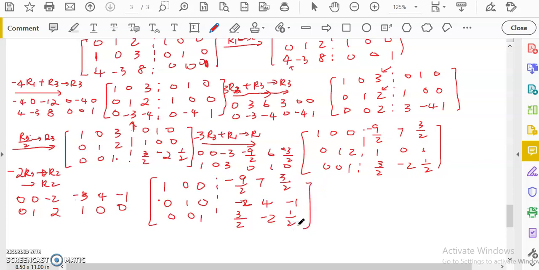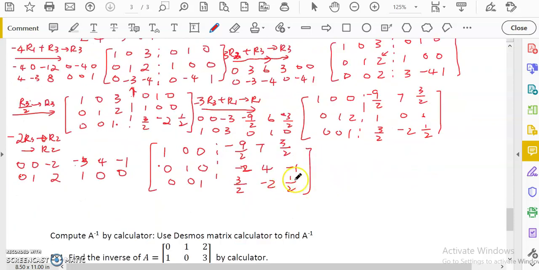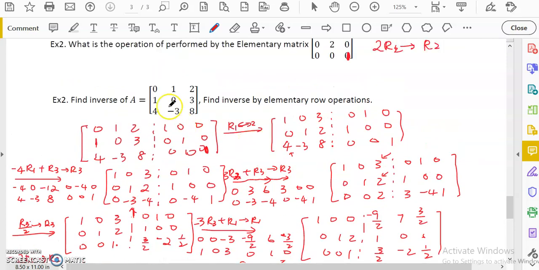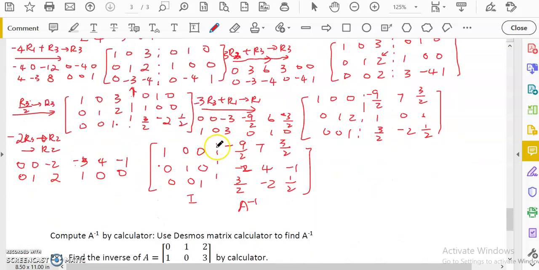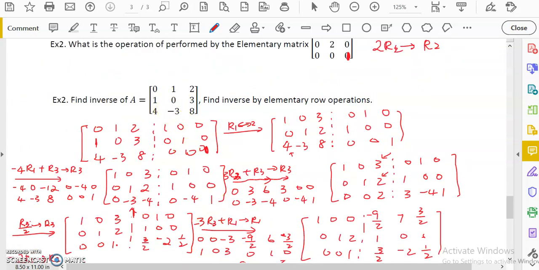Let me check my answer. Negative 2, 4, negative 1, 3 over 2, negative 2, 1 half. The 9 over 2, I'm not 100% sure. 7, 3 over 2. So let's try. So this side becomes the identity. This will become A inverse. So we can check A inverse because the calculator can actually find it. But you need to do it by hand at least once to understand how to do it.